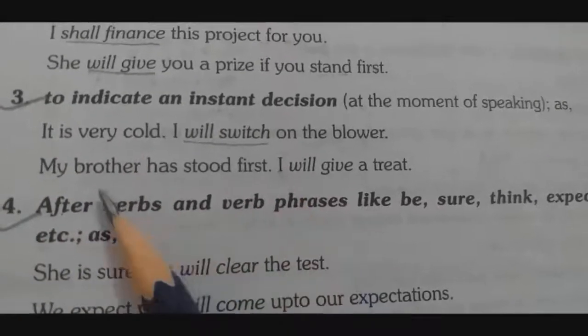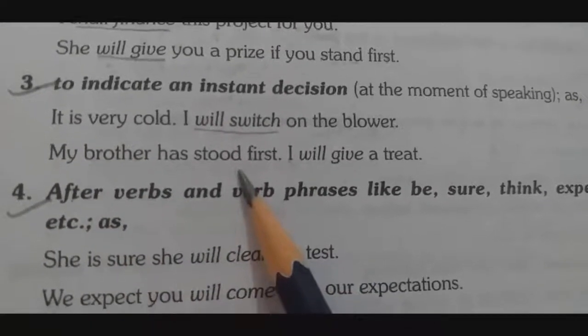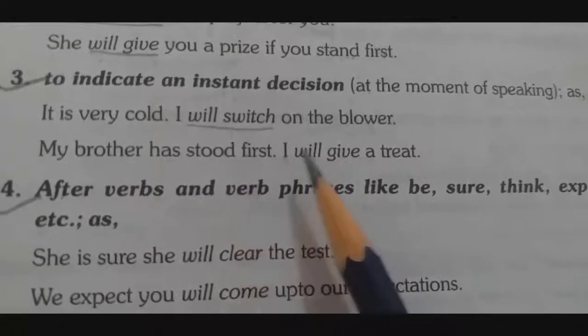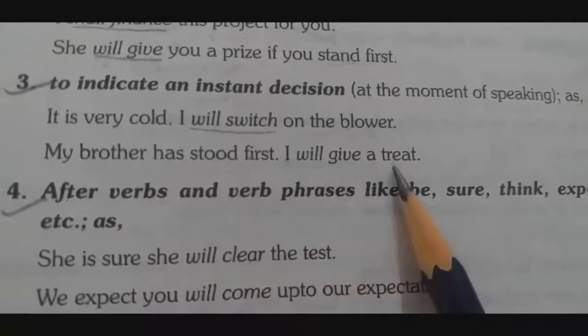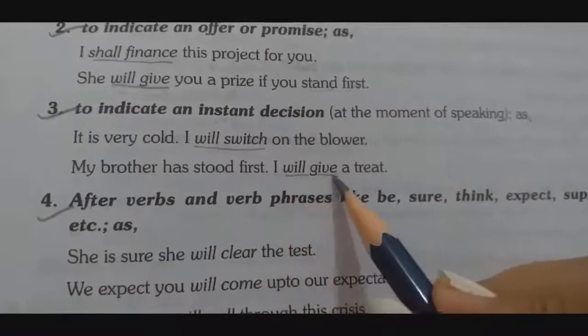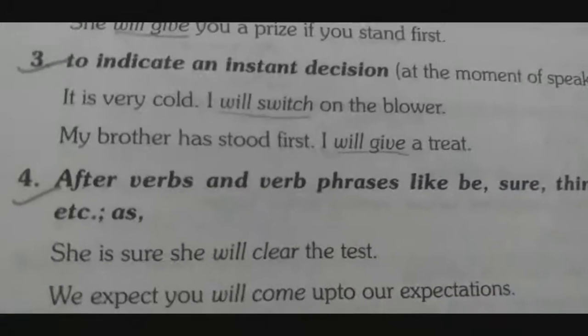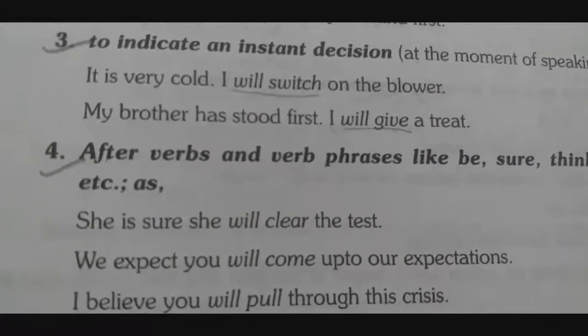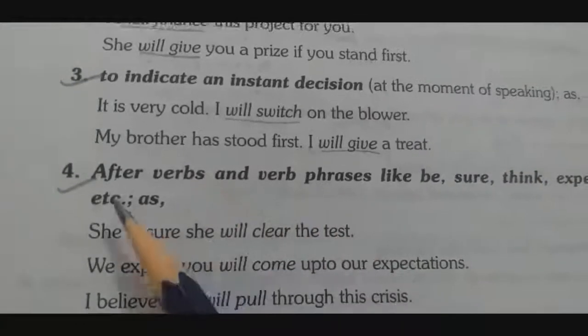Now I am telling you that my brother has stood first in the examination. So what have I planned? I have planned that I will give him a treat. So here, will give indicates simple future tense. Clear to everyone? Now let's see point number 4.